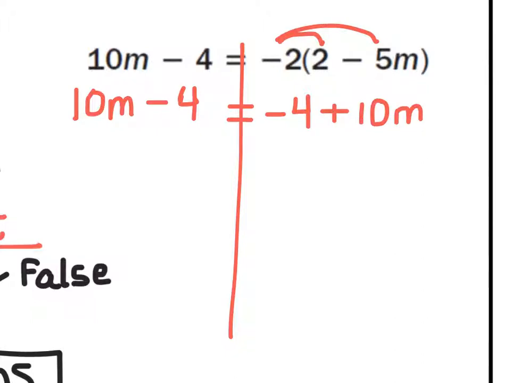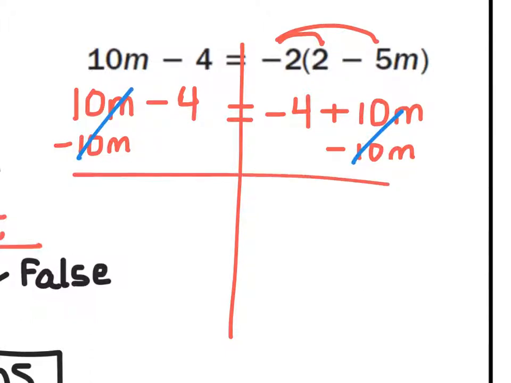I'm going to solve like normal. I need to isolate and get my variables on the same side. So I'm going to subtract 10m from the left because it's positive, and do the same thing to the right. 10m minus 10m cancels out, goes to 0. 10m minus 10m cancels out and goes to 0. So all you're left with is negative 4 is equal to negative 4.